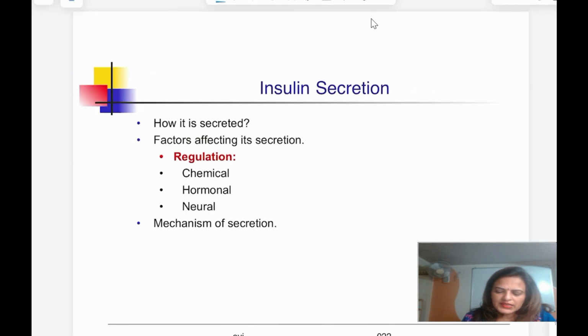This is how it is synthesized. Then how is it secreted? Insulin, ये secrete कैसे होता है? What are the factors which are going to affect its secretion, and its mechanism of secretion? How is it secreted? It is secreted in pulses.